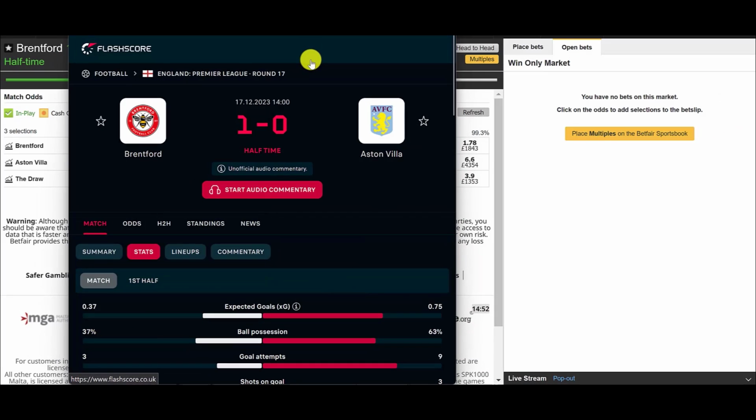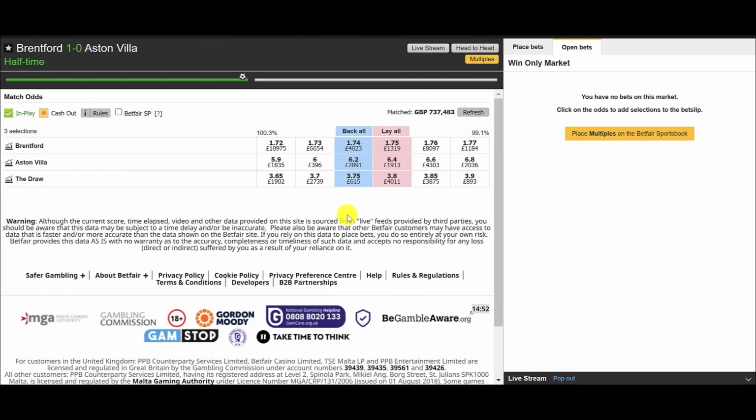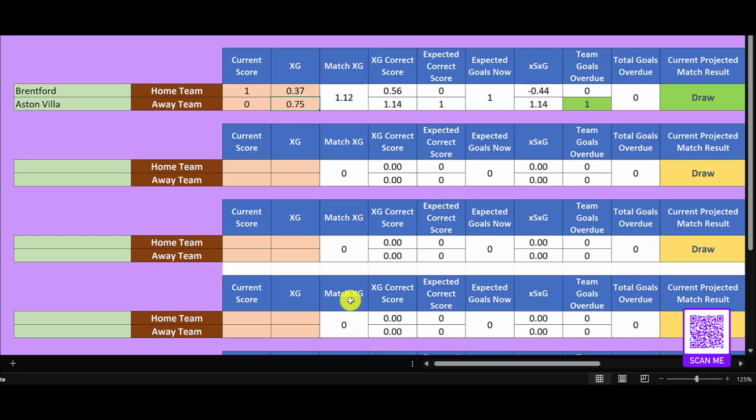So just taking a look at this match with Brentford and Aston Villa. As you can see, Brentford are 1-0 up in this one, and currently at 1.74 to back, 1.75 to lay. So the decision to make really is, should we be backing Brentford or laying them? So anyway, we've plugged in the numbers on this one, and despite Brentford being 1-0 up, the current projected match result is actually a draw. And really, Aston Villa are actually overdue a goal, so that's interesting also.